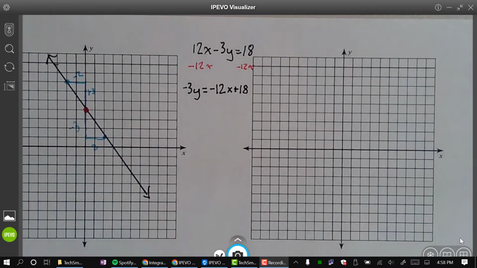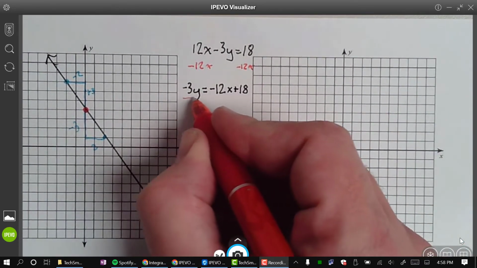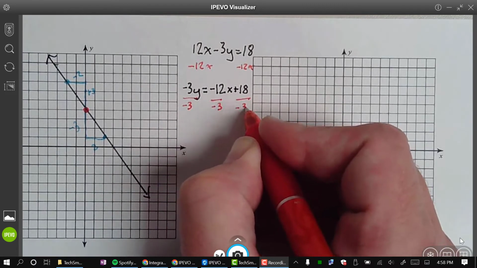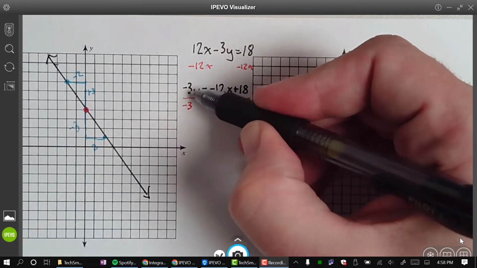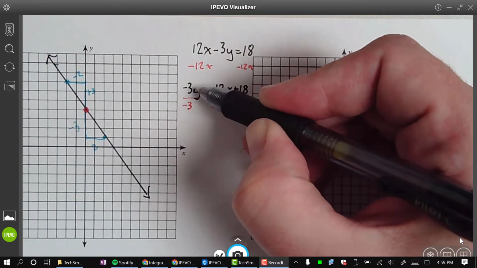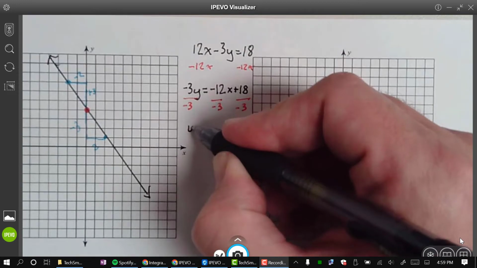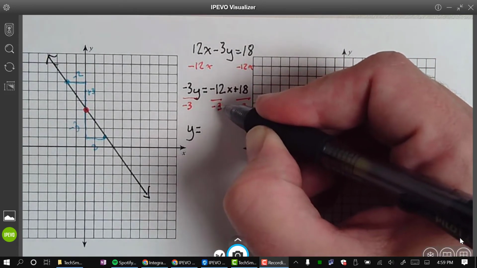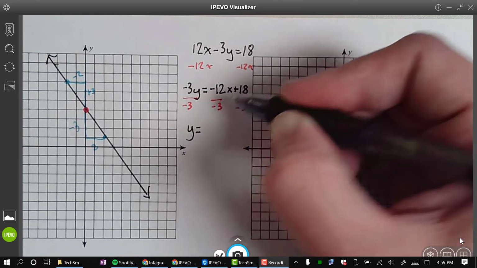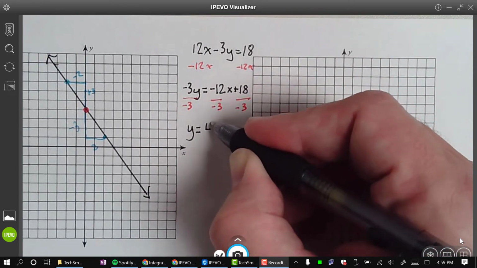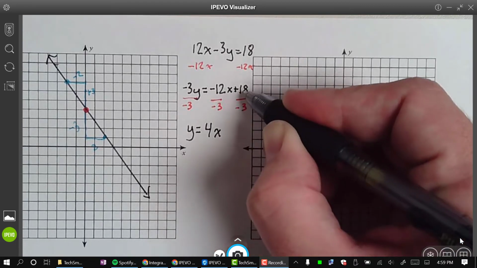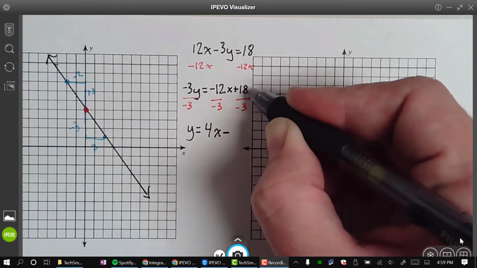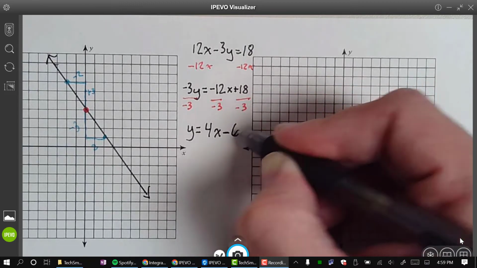My next step is going to be to divide both sides by -3. Divide by -3, divide by -3, and divide by -3. Negative divided by a negative is a positive. 3 divided by 3 is just 1. Negative divided by a negative is a positive. 12 divided by 3 is 4. So this is going to be 4x. Positive divided by a negative is a negative. 18 divided by 3 is 6.